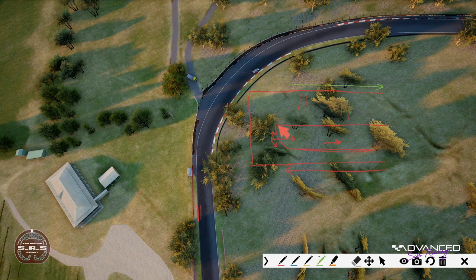Then when we hit the apex, if we've done it properly, we're no longer braking, we're still turning right, but now we're accelerating. So in this particular circumstance, we're turning right, we're also accelerating, and our final direction is here.